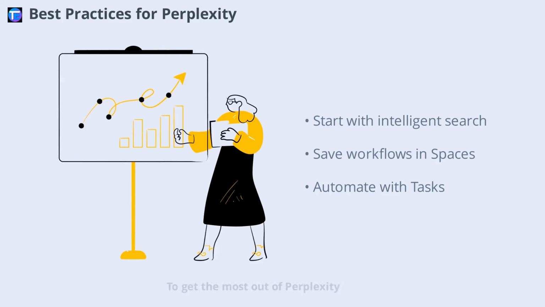To get the most out of Perplexity, start with intelligent searches and save recurring workflows and spaces. Let tasks handle your daily briefings and use labs for deep analysis or dashboards. Experiment with Comet for quick research, but always be mindful of security. By following these best practices, you'll maximize efficiency and truly leverage what Perplexity has to offer.